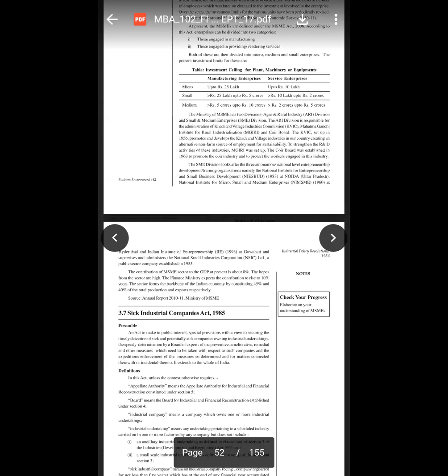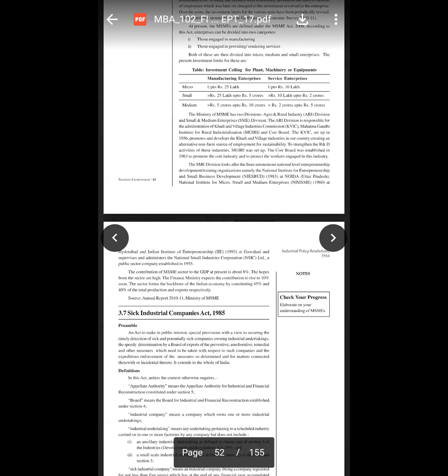helps the country in generating more industrial revolution. Okay, because with the help of this MSME, a lot of entrepreneurship growth and development has been done. Okay, now see the division of MSME.